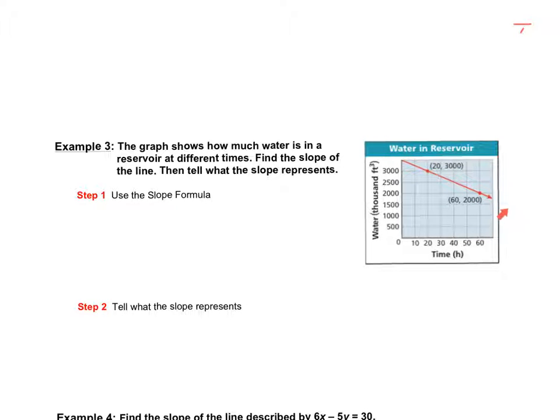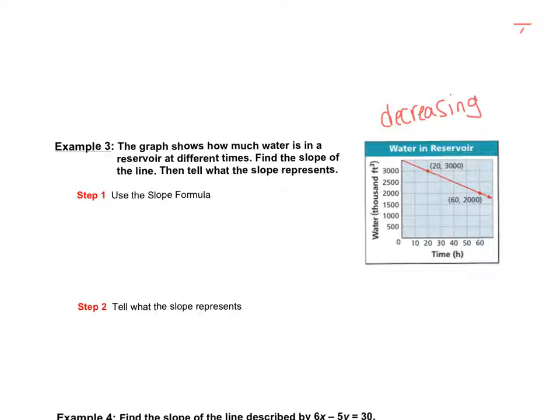So as I look at this, I see 2 specific points on that line, and I see that from left to right it's going down. So this must be decreasing. It's negative slope. And we are measuring the amount of water over time. Water depends on time. So as time is increasing, water is decreasing in the reservoir. So I already know that the slope represents that the water is decreasing over time.